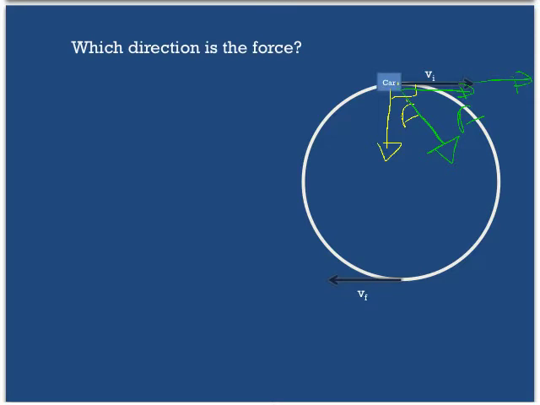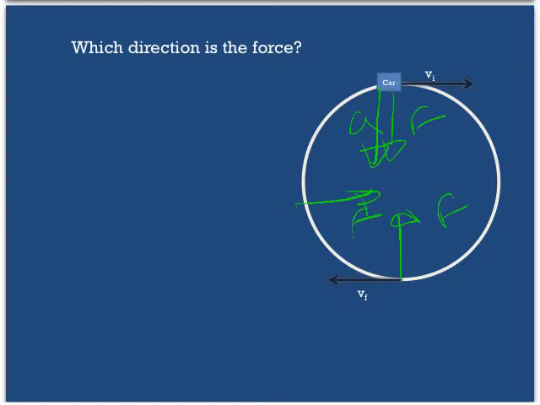But because we are only looking at changing the direction, the force is that direction. And because of that, acceleration is always the same direction. So the force is actually always towards the center of the circle, and so is the acceleration. And that's why we call it the centripetal force.